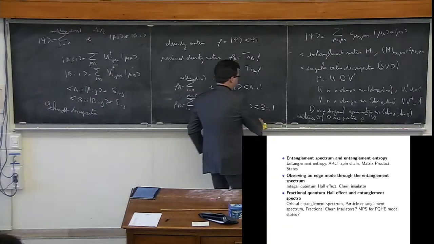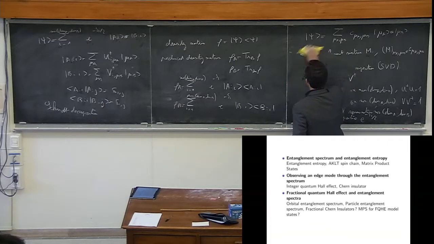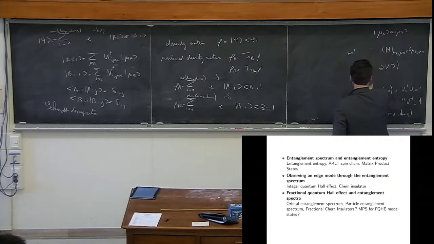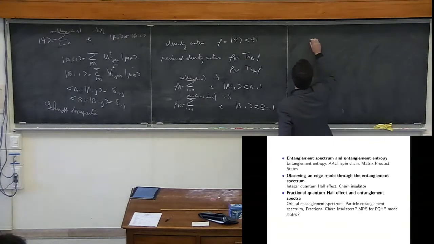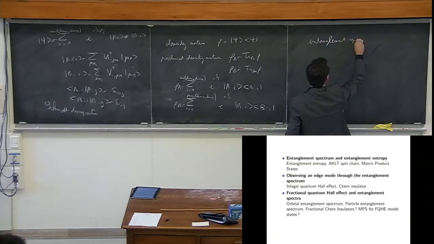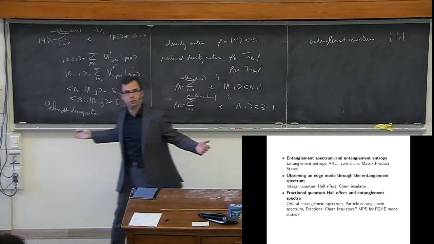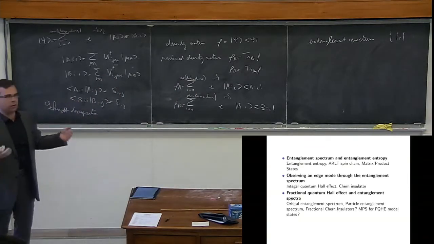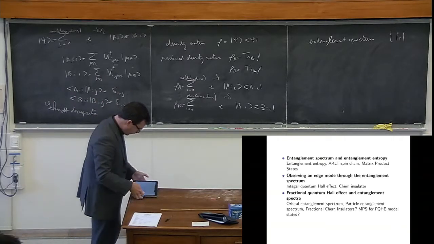So the entanglement spectrum is just the spectrum of rho A. Actually, if you want to be a bit more fancy, the entanglement spectrum is just the set of the psi I. So that's the definition of the entanglement spectrum. It's the minus log of the spectrum of the reduced density matrix.